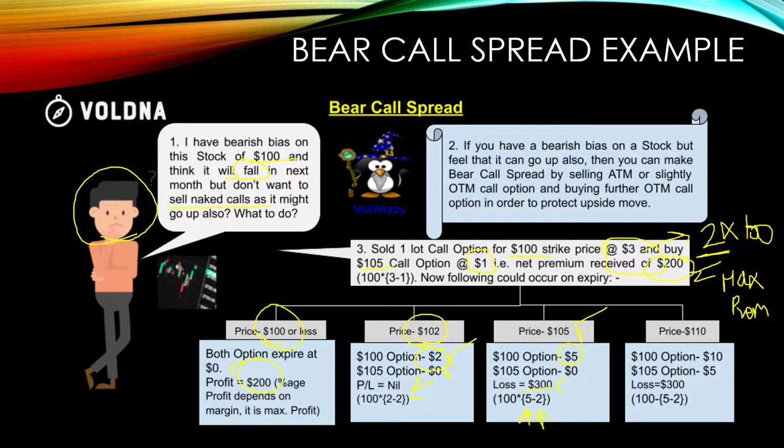What would happen in case the price rises to $110? Remember, as this strategy involves selling and buying, his loss is also limited beyond the strike price of the bought call option. So in case the stock rises to $110, he cannot lose more than $300 because after $105 the bought call option will kick in and it will start gaining in price. So this was the example and profit and loss scenario of a bear call spread.